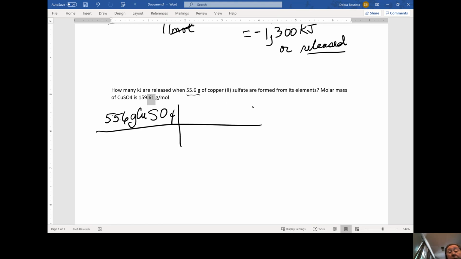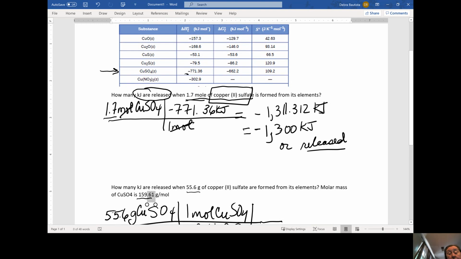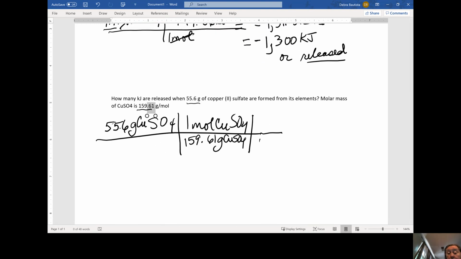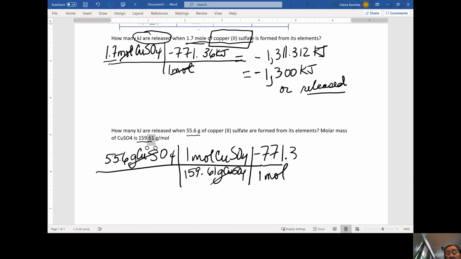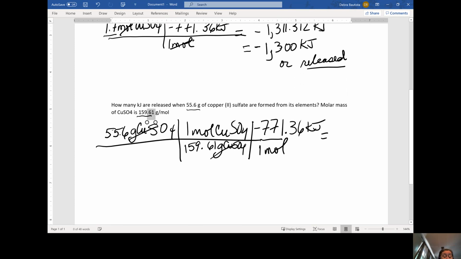Now I need the molar mass. I did calculate this out earlier. There are 159.61 grams of CuSO4 for 1 mole of CuSO4. But I still need that same value that I got out of the table, which is for 1 mole, since now grams are canceling out, negative 771.36 kilojoules for 1 mole. This I haven't calculated out, so let's get to it.